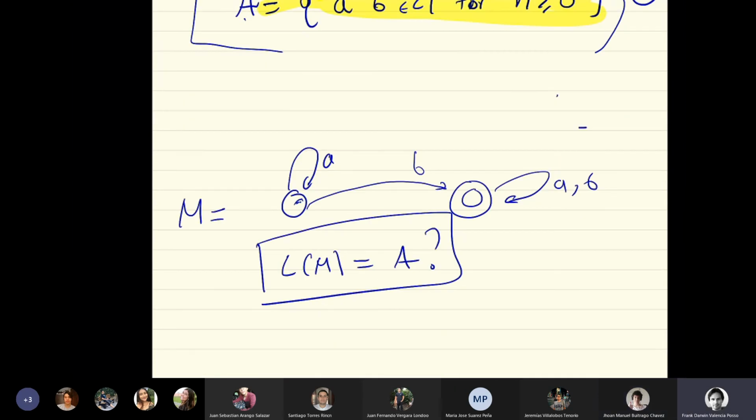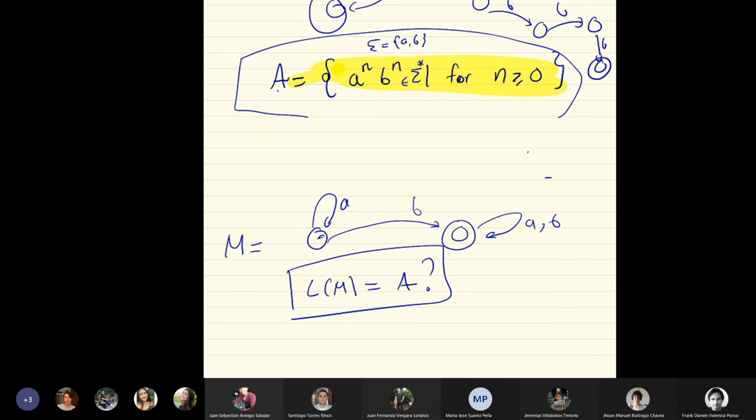Now, the question here is a very interesting question by Jeremias. I was hoping that Santiago can answer this question. Is the language of M equal to A to the n, B to the n? I would probably say no.